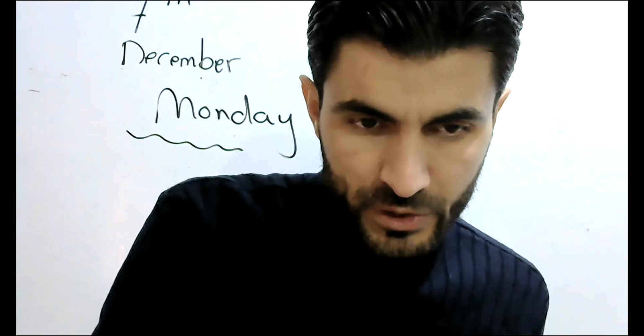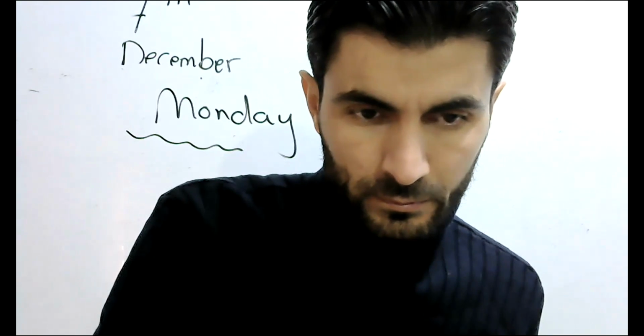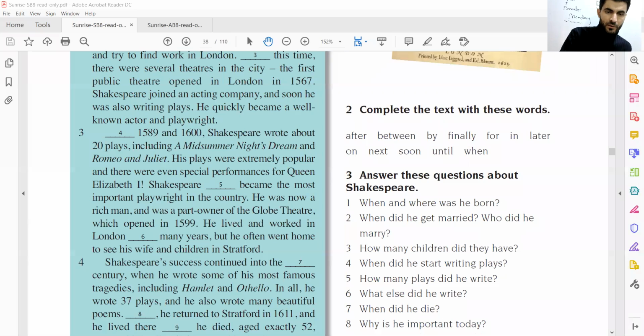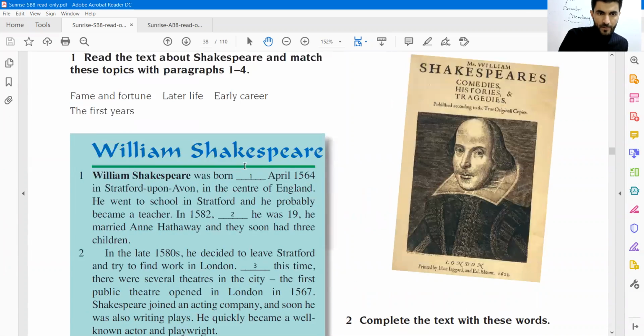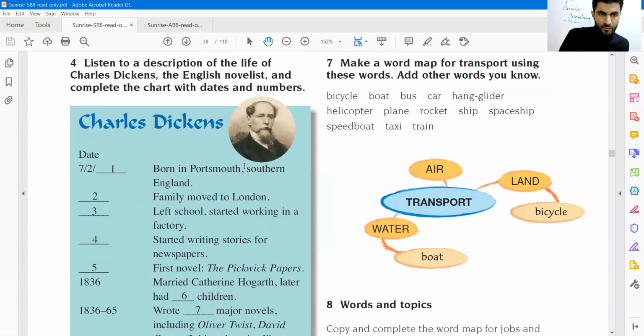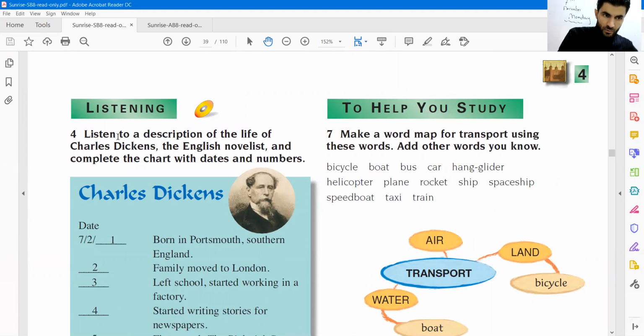Okay, so now I'm going to share the screen. In the previous lesson, we talked about the life of Shakespeare. Now we're moving to listening. Number 4, listen to the description of the life of Charles Dickens. He's also one of the most famous writers in the history of English literature. As you see here in the picture, Charles Dickens.